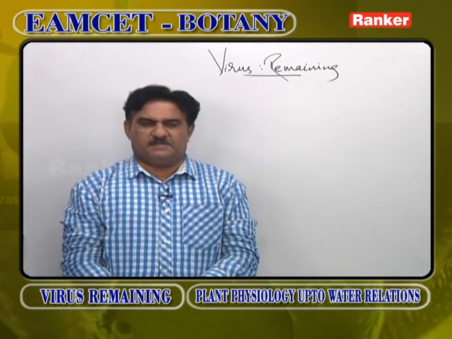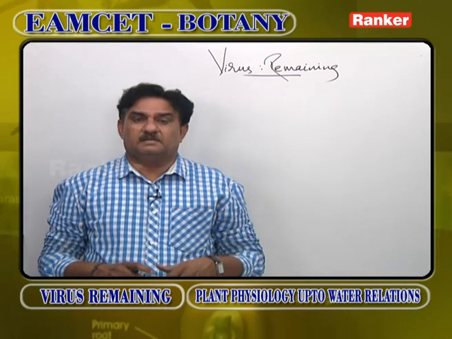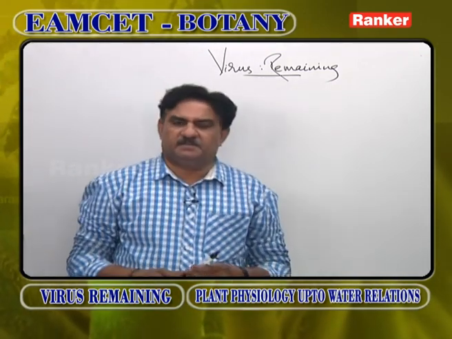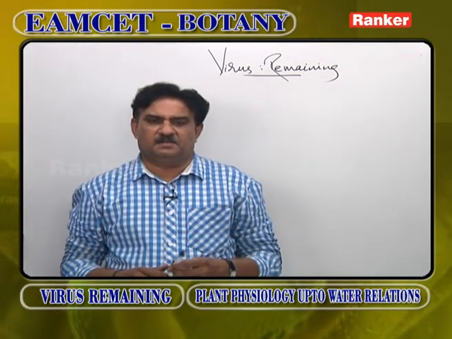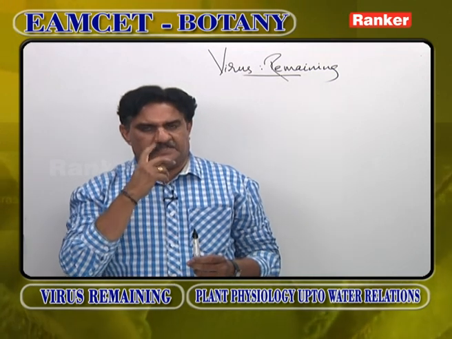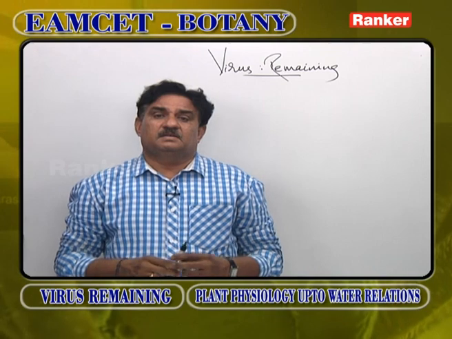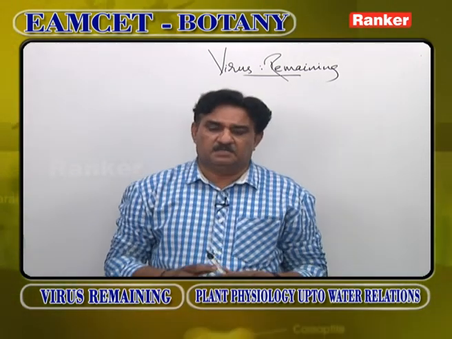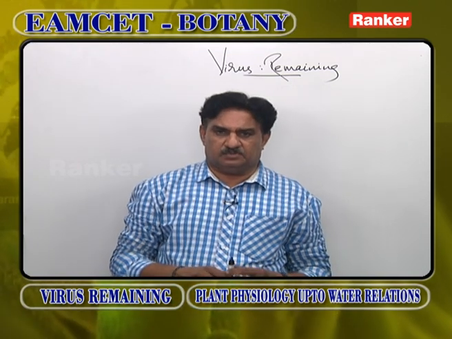In the previous class, we explained about virus up to symmetry. Now we discuss virus remaining and plant physiology chapter water relations. Virus remaining means previously we discussed up to capsomere arrangement symmetry. Now we discuss the structure of bacteriophage, structure of tobacco mosaic virus, replication in viruses, then how viral diseases occur in plants, how viruses are transmitted and how virus is controlled.